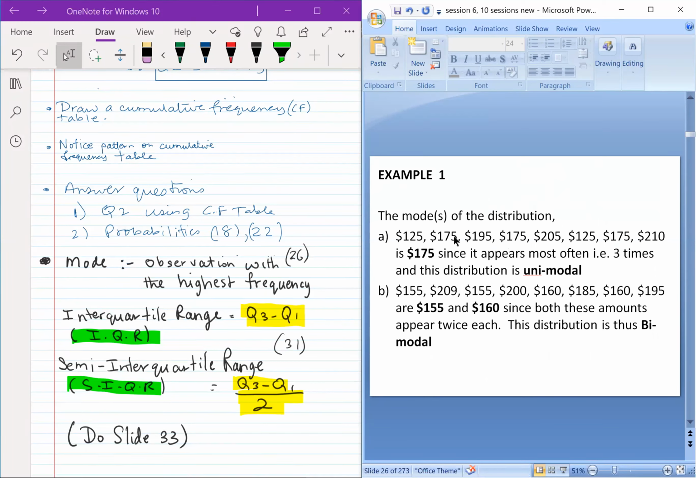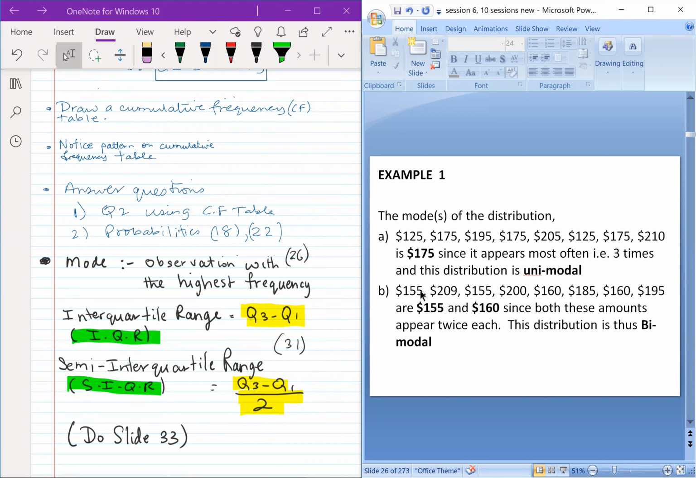So in these two, you could see the mode very easily, right? If you look at these, which amount of money occurs most often, right? And you notice that the 175 occurs 3 times. There's nothing else occurring more than that. So we say that the mode of this distribution here is 175, because that's the amount of money that occurs most often. And because there's only one number that is behaving that way, occurring most often, we say that this distribution is unimodal, right?